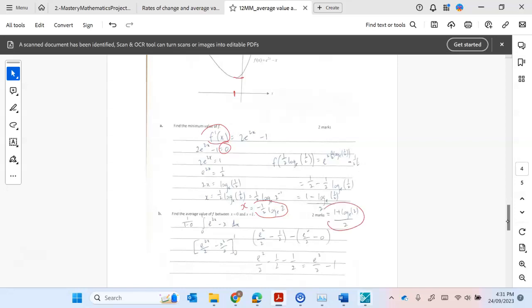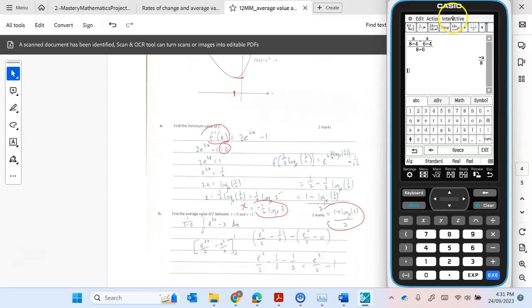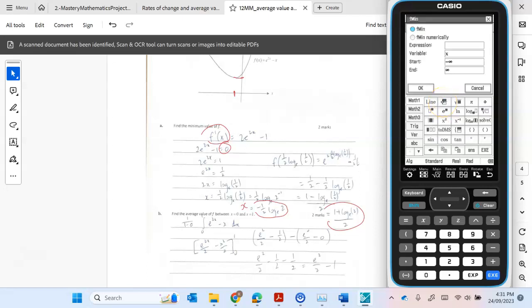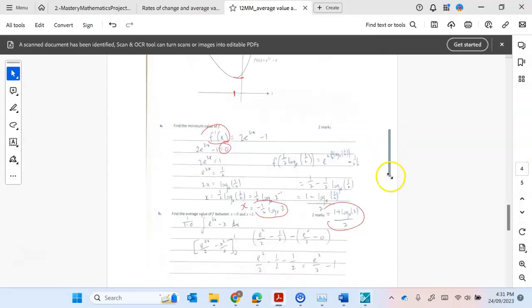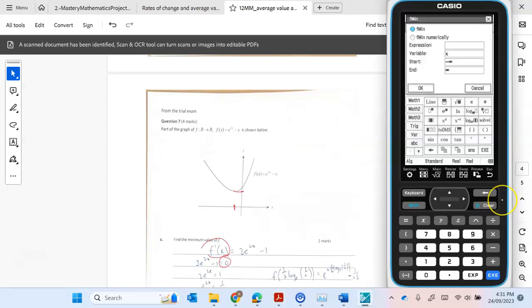Now, if you were doing it on your calculator, much easier. You can just go to calculation, function, we want a minimum. You can put your expression in. So frustrating when I go from PDF. Okay, so we've got e to the, I'm going to work here.